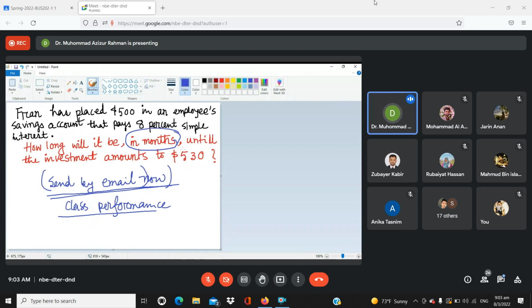Question was given. You read the question. What does it say in the question? How long will it be? In months, how many months is required? Then your investment will be 530. So you're investing something now, it is 500. How many months later you will get 530? So what is the question? What you need to find? Time. Right. So simple thing. Everything is given except the value of n. So you need to find the value of n.